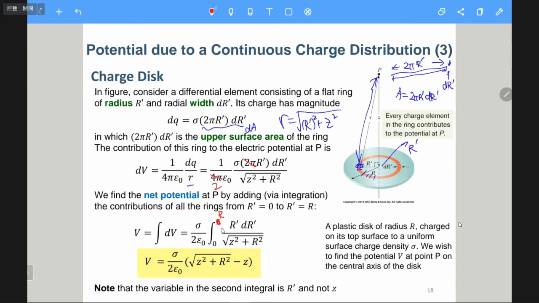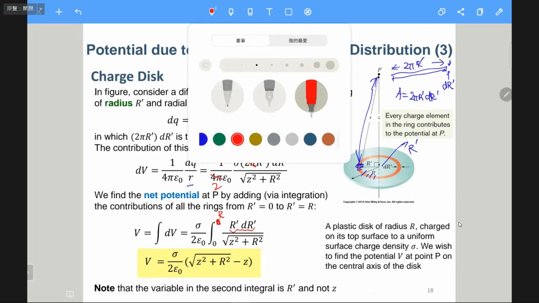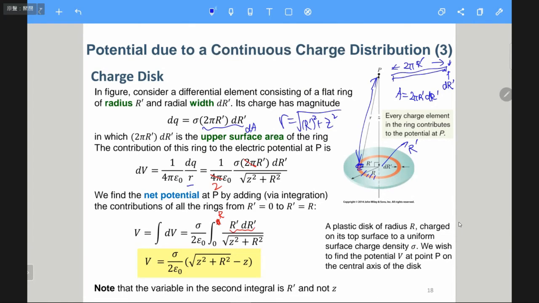So the remaining term will be r prime dr prime here, and then the square root of this term. So this integration is a bit easier. It's quite easy. We don't need the trigonometry, because for this one we can simply use something like the chain rule.